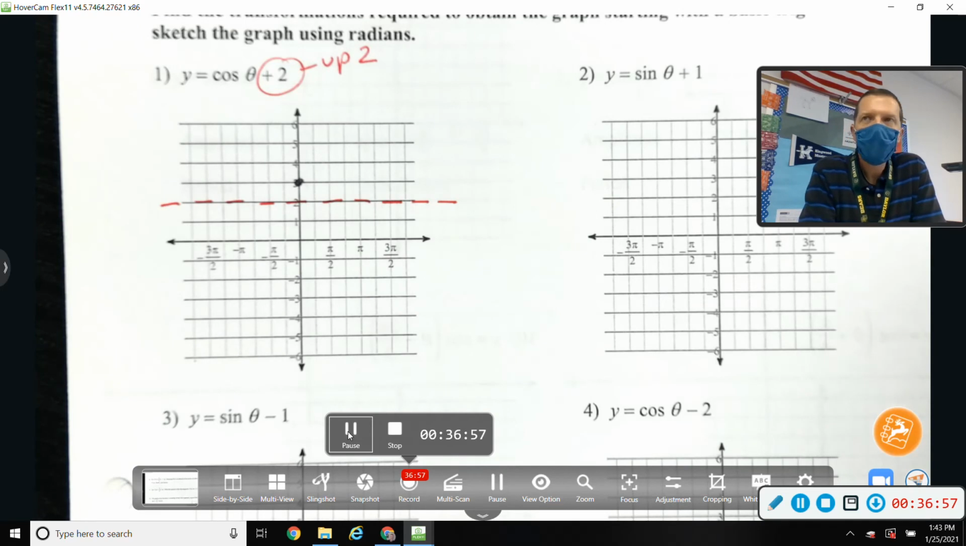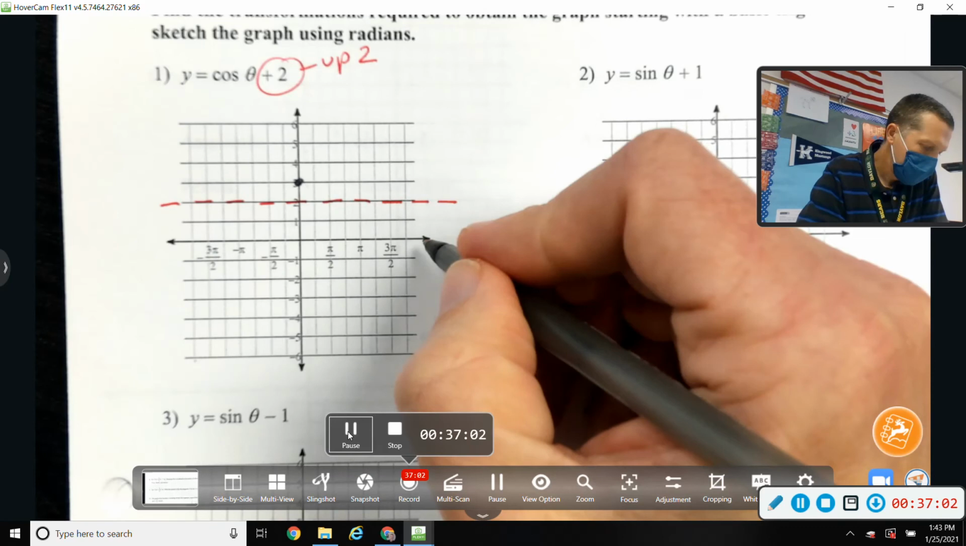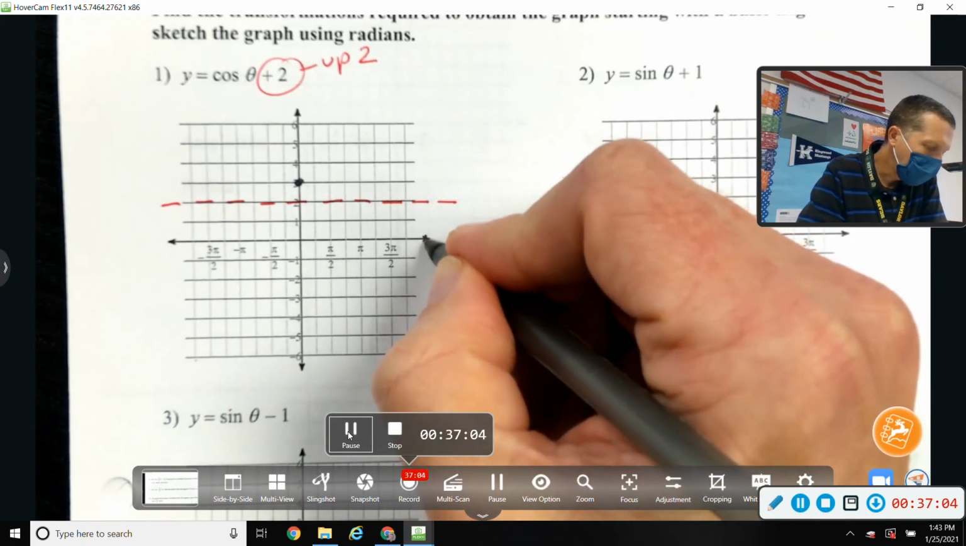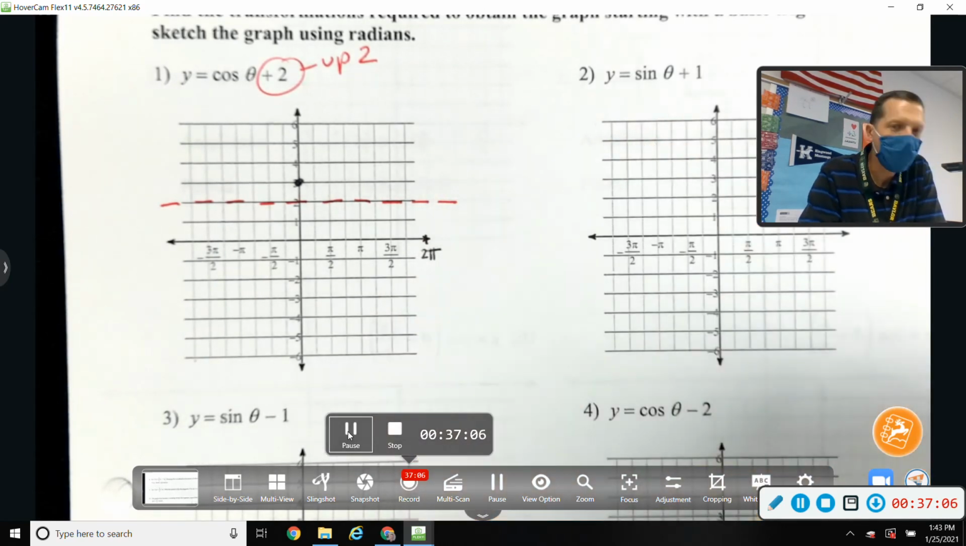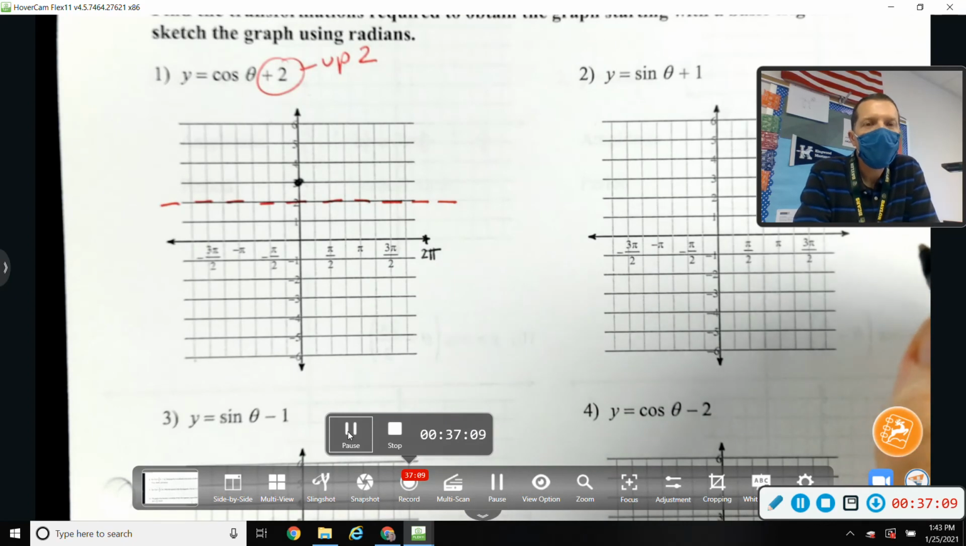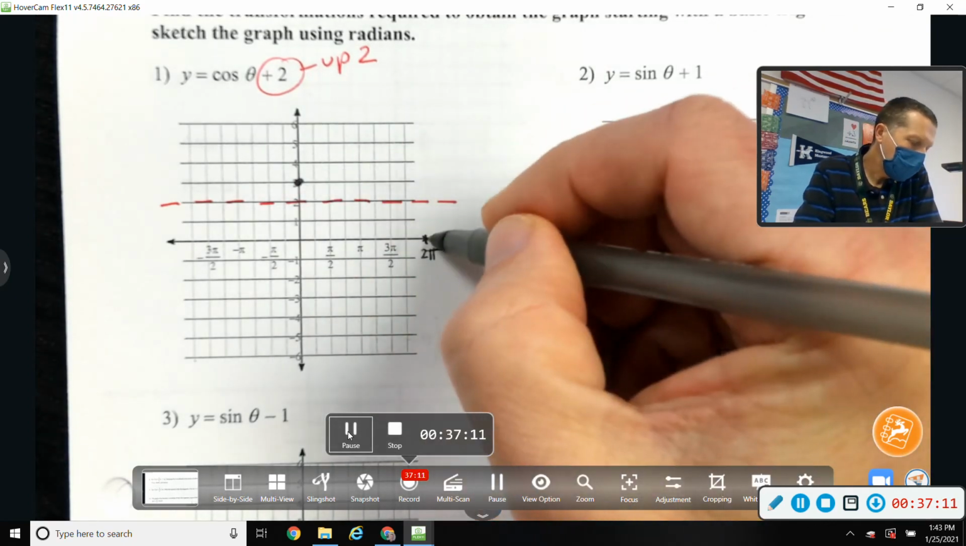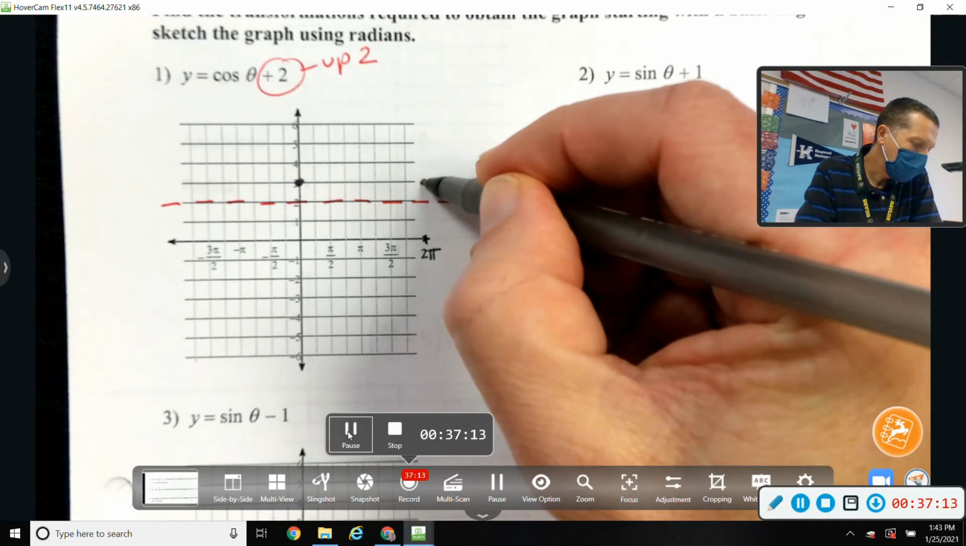What do we say the period for cosine is? 2 pi. I'm going to put 2 pi on the graph. It's only one more grid mark out there. And if we start at 3, then we should end at 3, because that's what it means to complete the cycle.